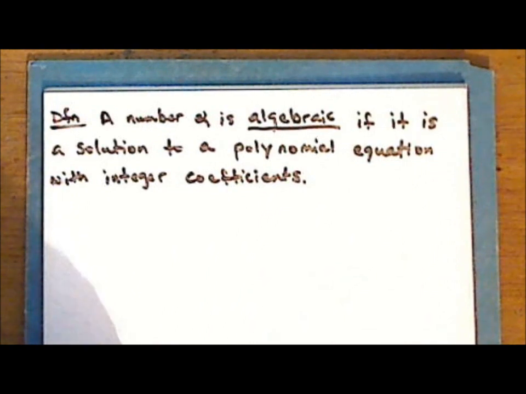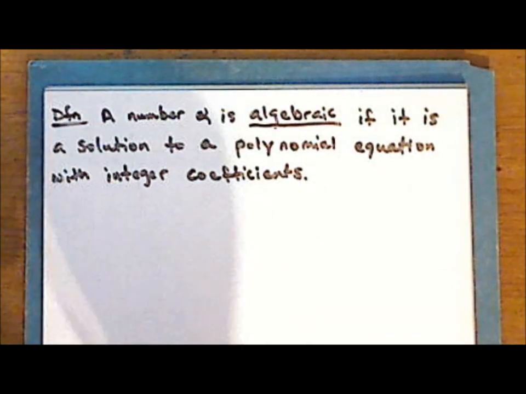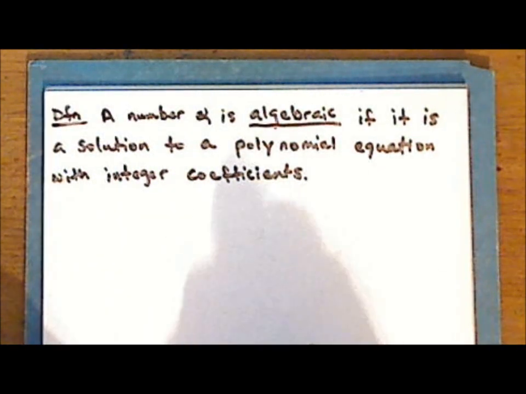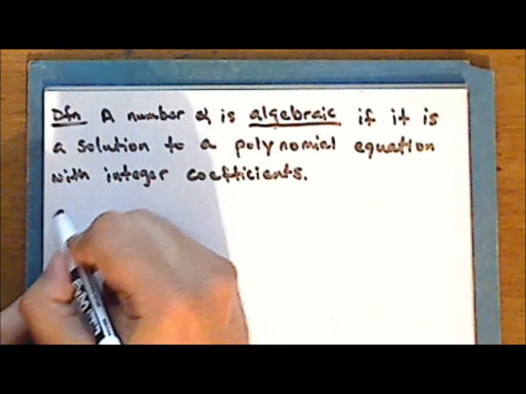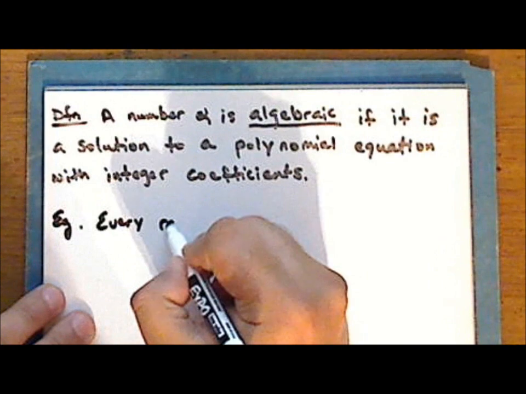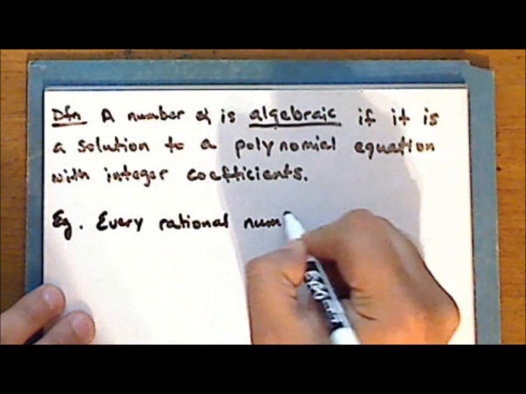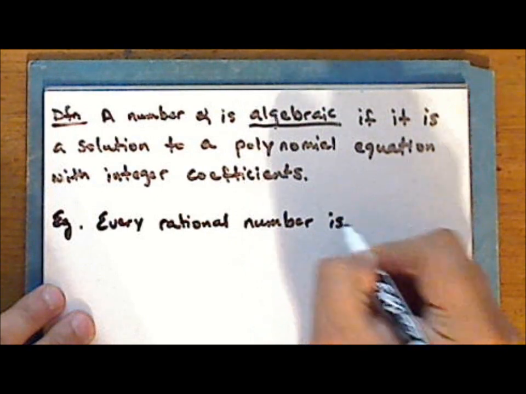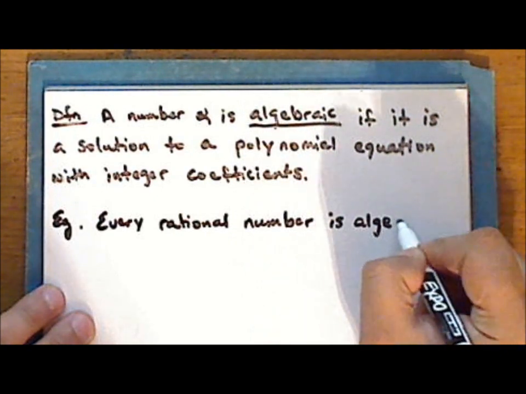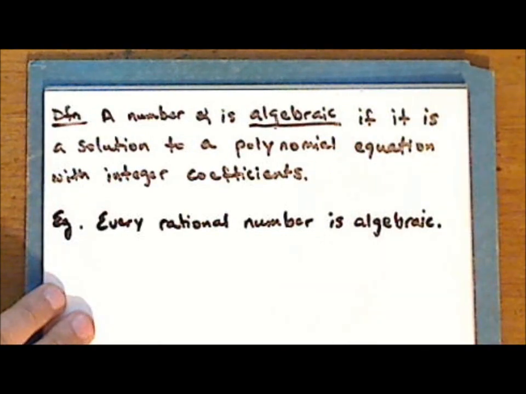Okay, so let's look at a few examples to solidify this concept. The first example we'll look at is that every rational number is an algebraic number. And this is easy to show.